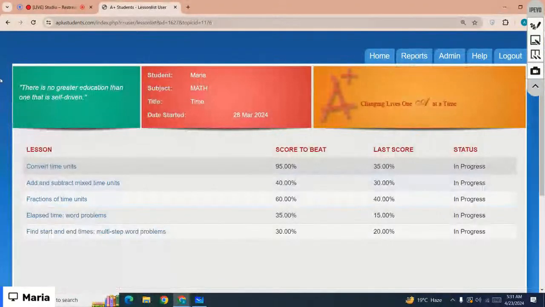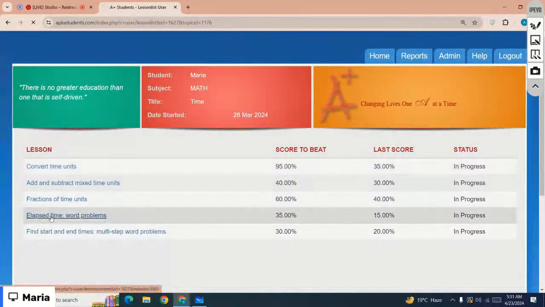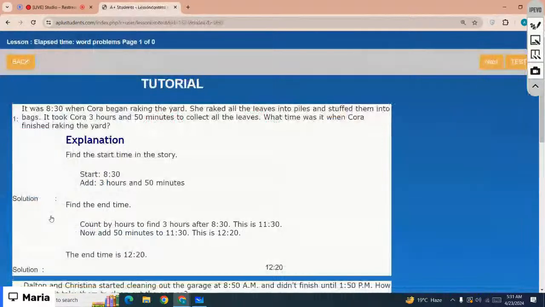The next lesson is elapsed time word problems. It was 8:30 when Cora began raking the yard. She raked all the leaves into piles and stuffed them into bags. It took Cora 3 hours and 50 minutes to collect leaves. What time was it when Cora finished raking the yard?